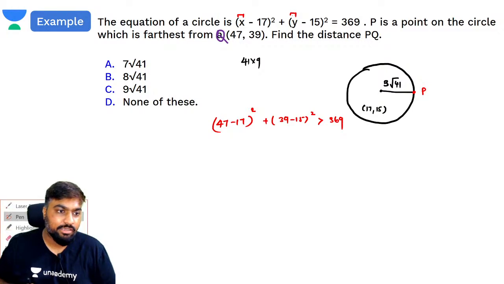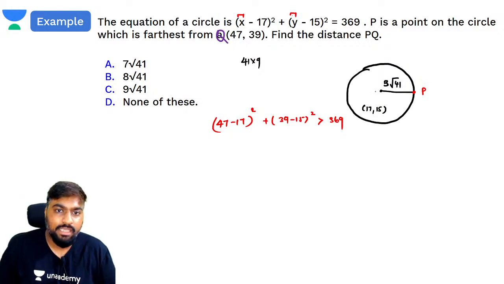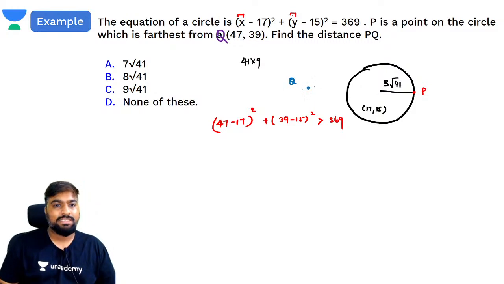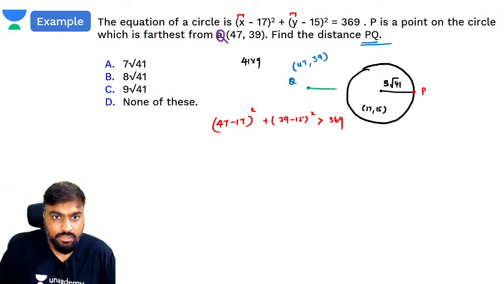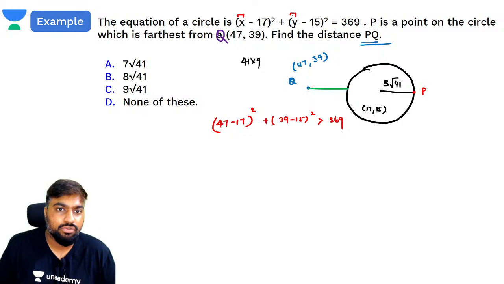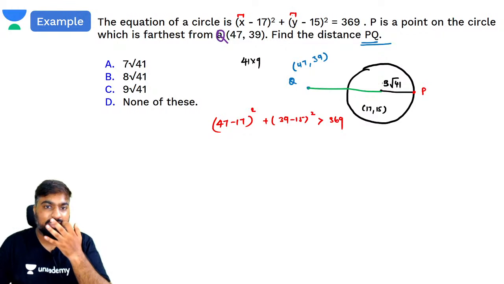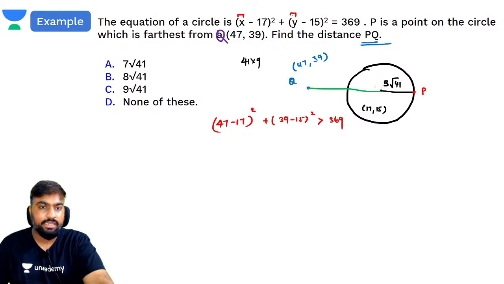That basically means where will Q be? Q should be away from the circle, outside the circle. Somewhere here will be Q, at 47, 39. So we have to find this distance PQ. You need the distance from Q to the circle, then the diameter. The diameter we will get, the radius is there, double it. But we need Q to this part.